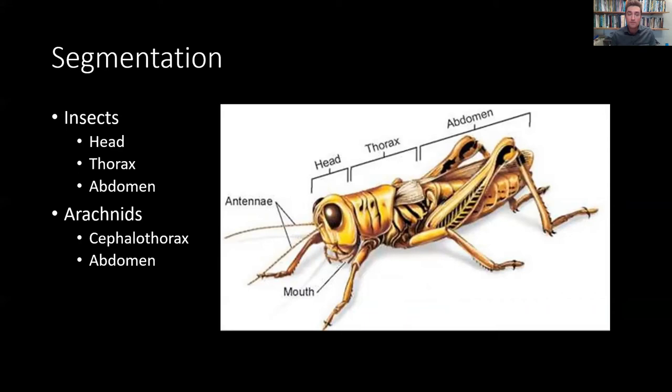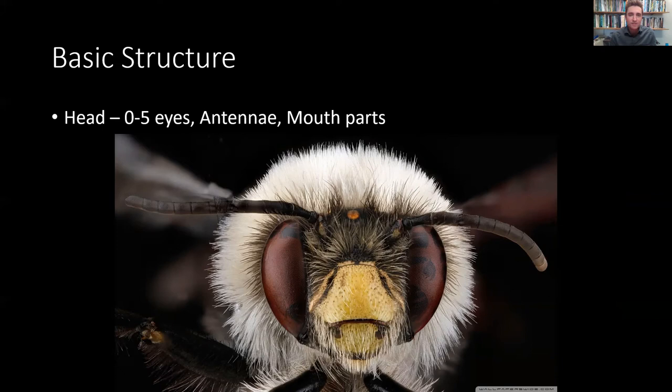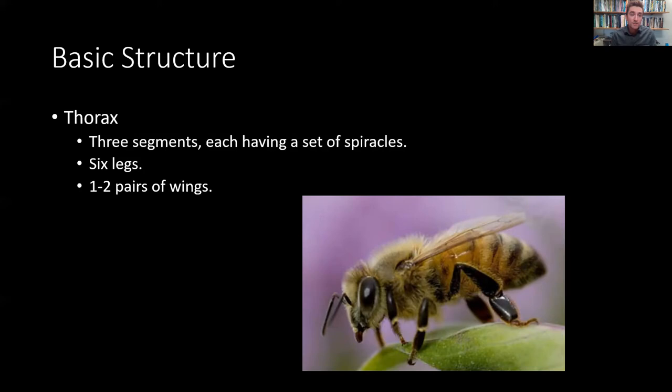Looking at the head is where the eyes are. There can be somewhere between 0 and 5 eyes, and those could be compound eyes that have multiple little eyes within a single structure. It's also where the antennae are found and where the mouth parts are located. Then if we look at the thorax, this is typically 3 segmented. And after each segment, or like those stripes, think about the different color stripes on a bee, those are segments.